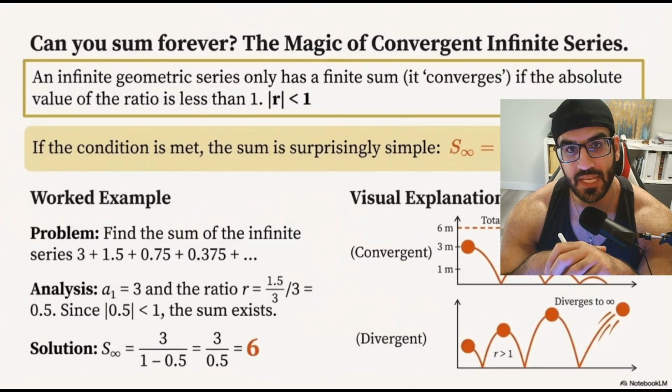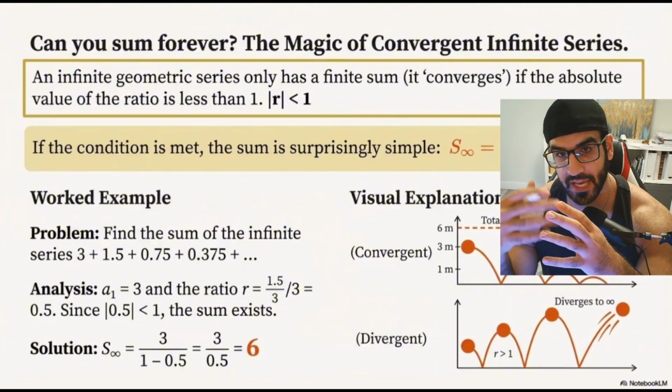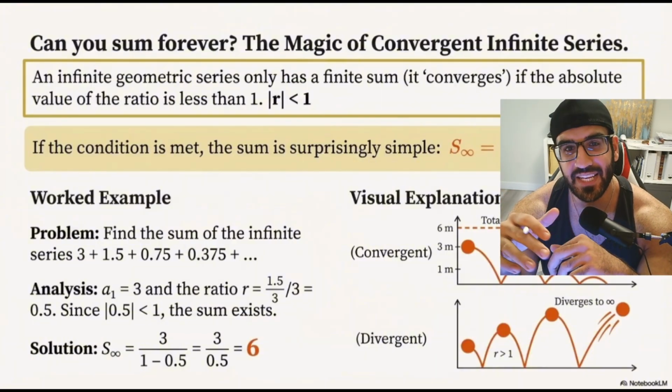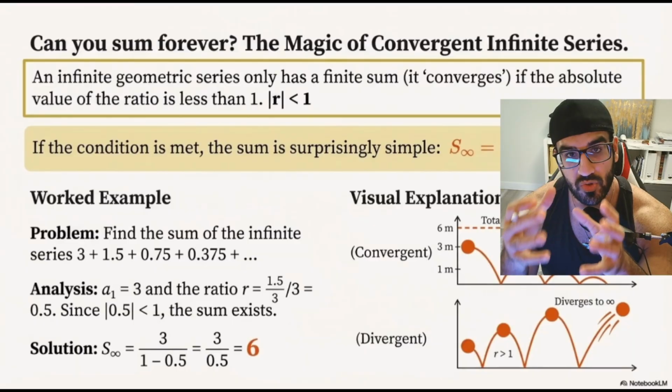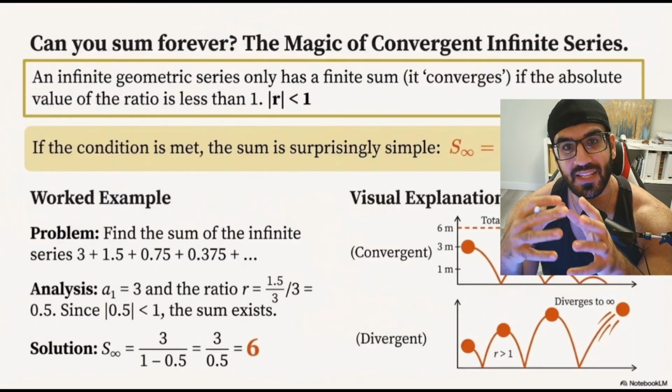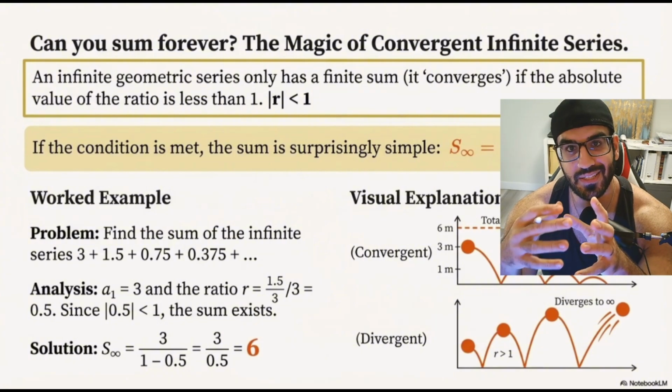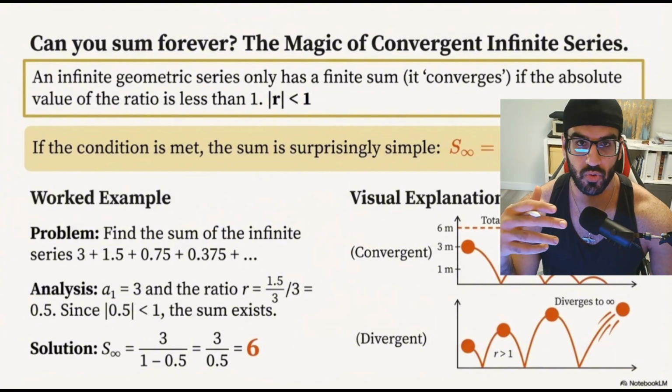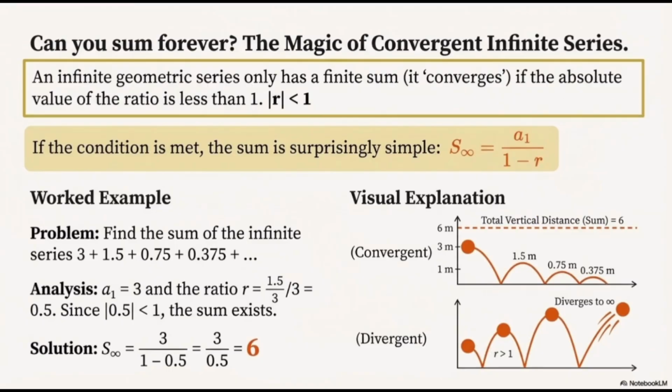So somehow I can say that after some point, or after an infinite number of steps, I can get rid of the final numbers, and also find a formula to find the total sum. It's not the actual value, it's very close to the value that we would like. So here's the scenario. Can you sum forever? The magic of convergent infinite series.